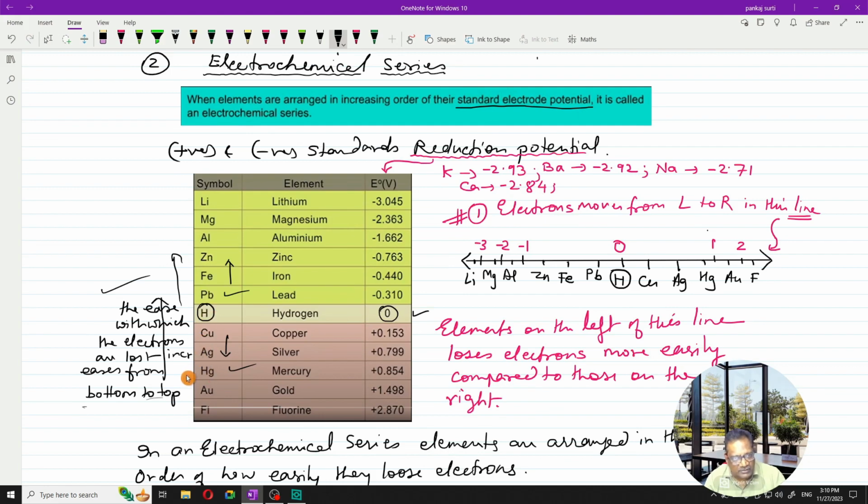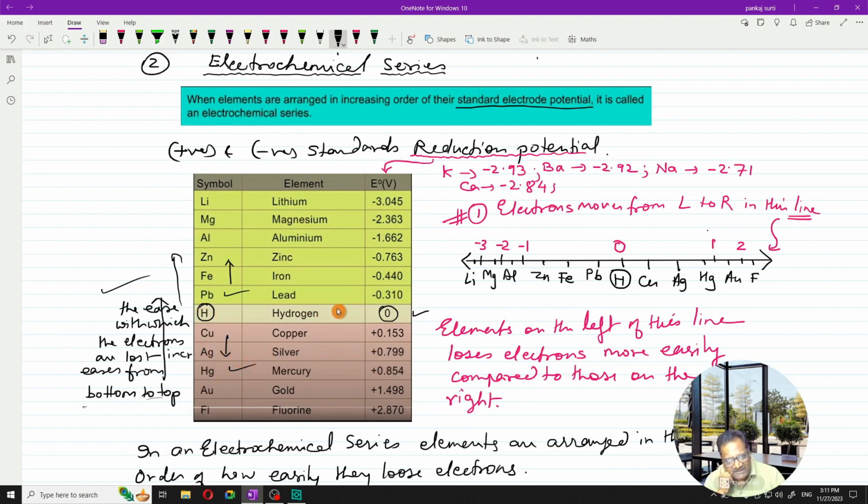If you see carefully, lead is at a higher place and mercury is at a lower place. The element which is at a higher place will lose electrons more easily compared to the element which is at the lower place. So lead will be losing electrons very easily compared to mercury. For that matter, any element on the top will be losing electrons more easily compared to the element below it. That clear? So this is the meaning of electrochemical series.